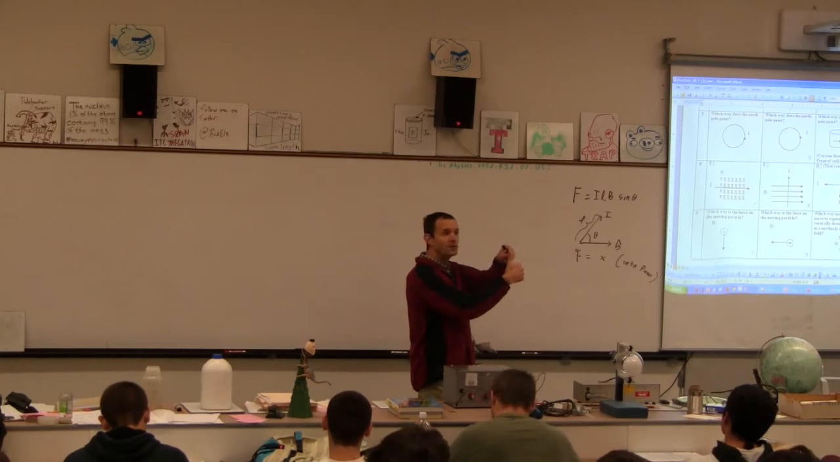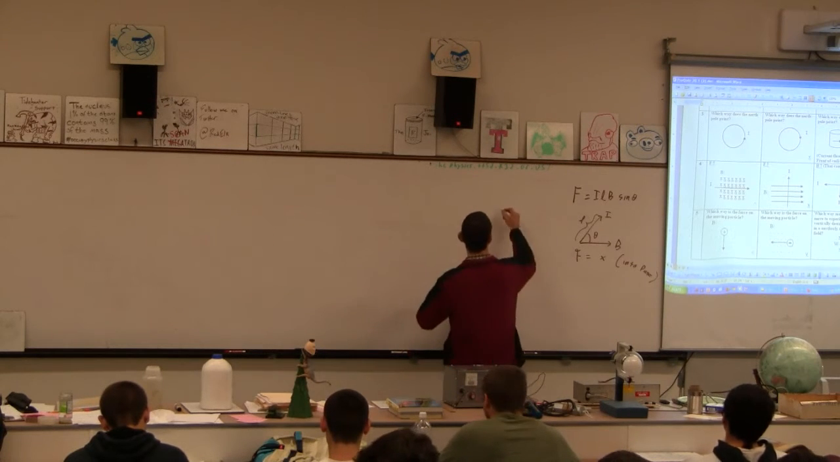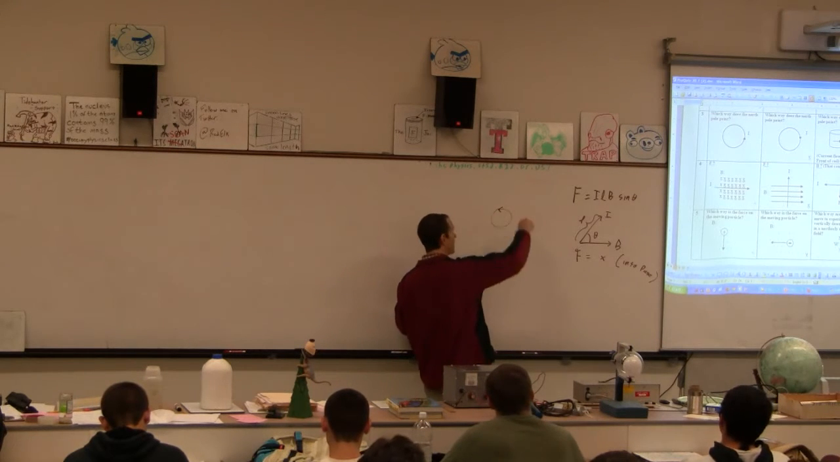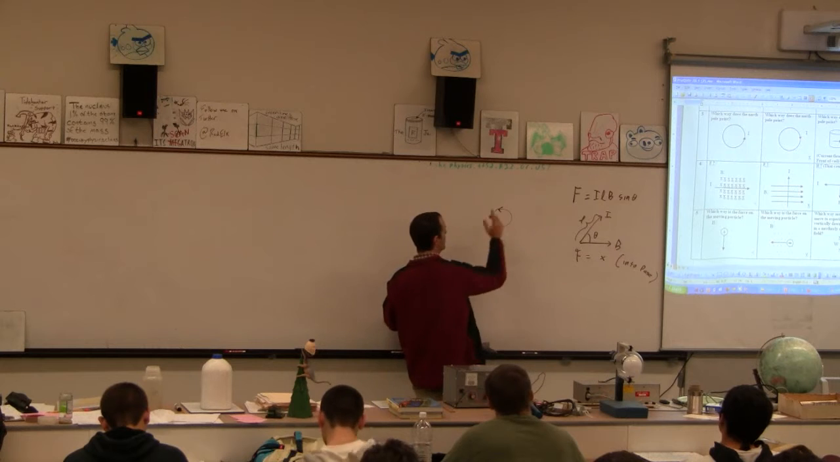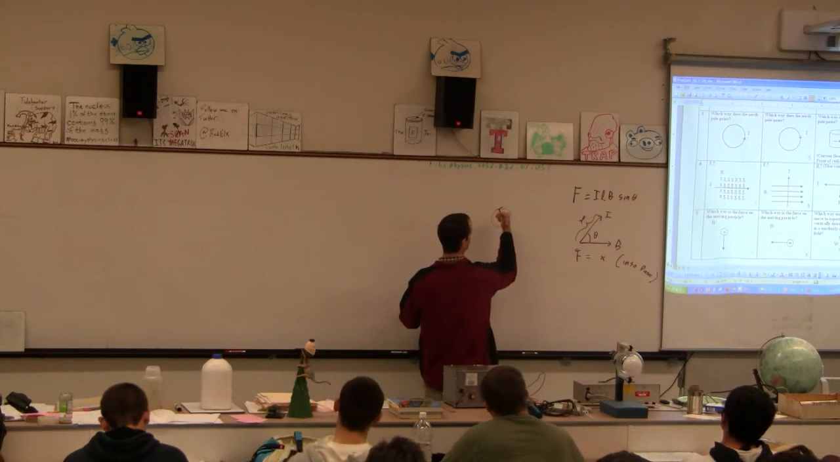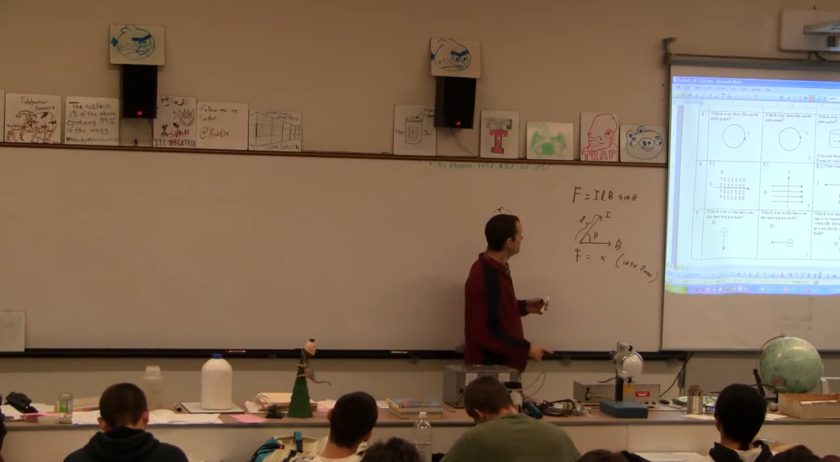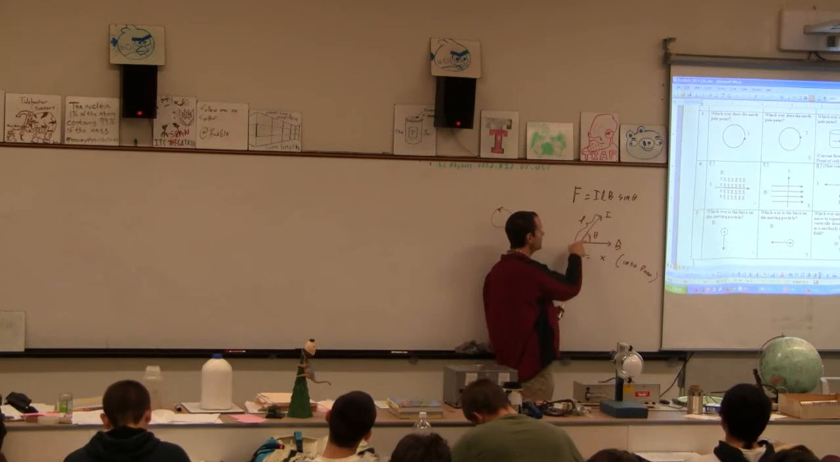We also know that if it's a loop of current, if we've got a coil and we've wrapped wire around it this way, the north pole of this magnet is going to be toward us.